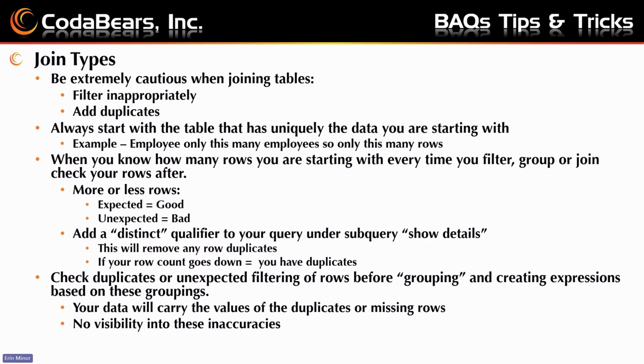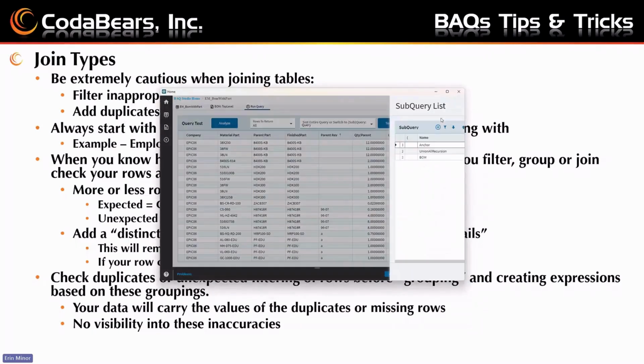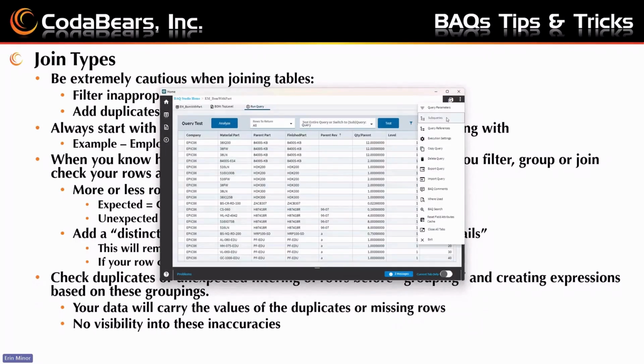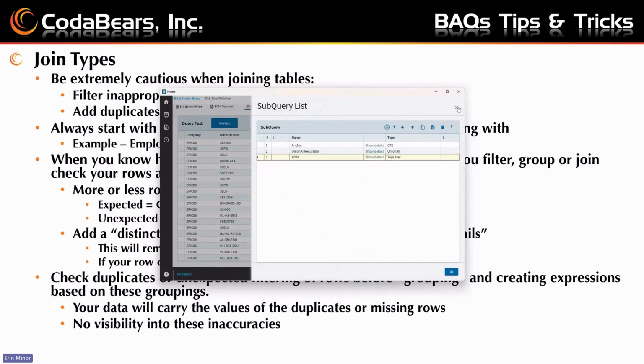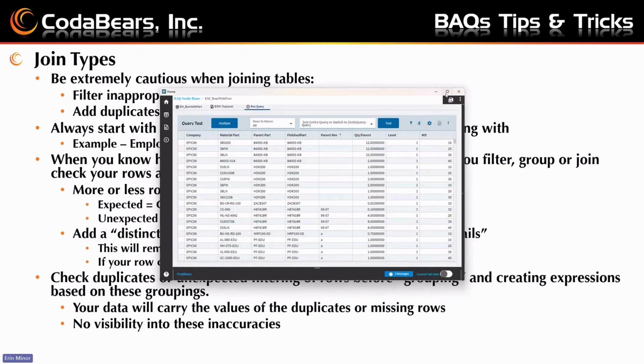So you can add a distinct qualifier to your query under subquery show details. That distinct qualifier will remove any row duplicates, so you can see if you actually have duplications. And let me pull that up. That would be under subqueries. Go to my top level. So it's subqueries, you go to your top level, and you can select distinct. If you do that, press OK. I'm not going to do it because this is actually something I made. If you do that and your row count goes down, then you had duplicates in your query and you need to figure out why it's duplicating, especially if you're summing, because you don't want to do that.